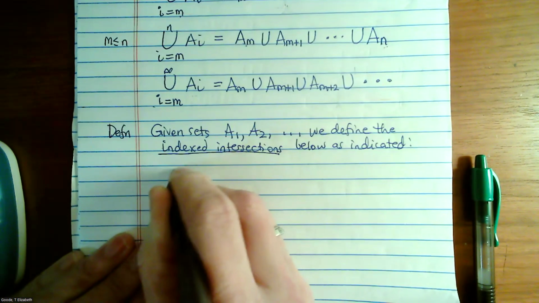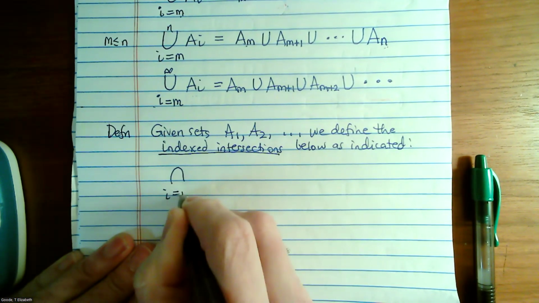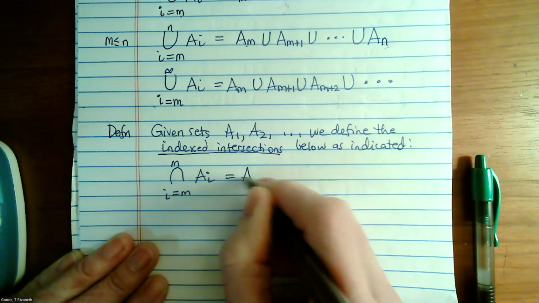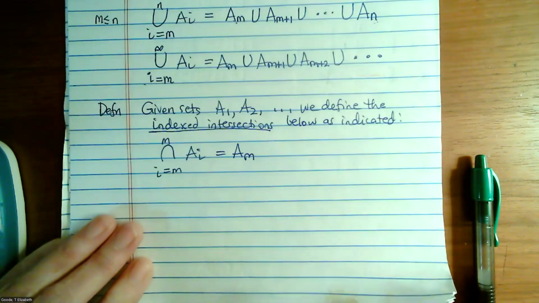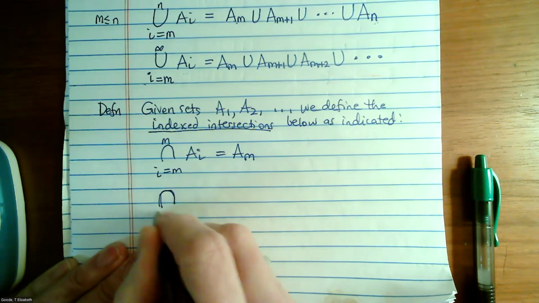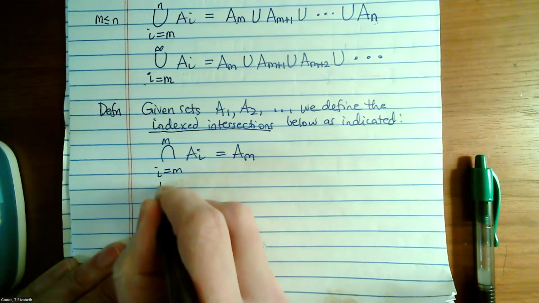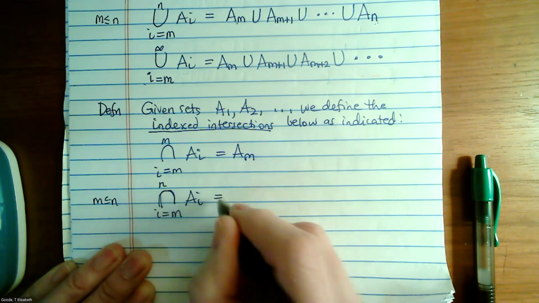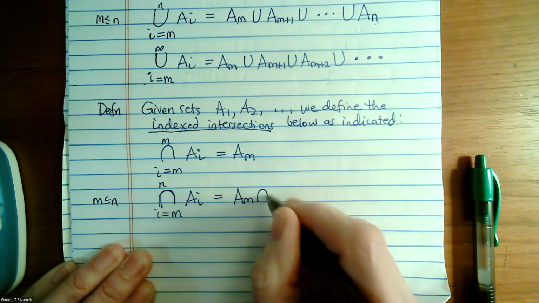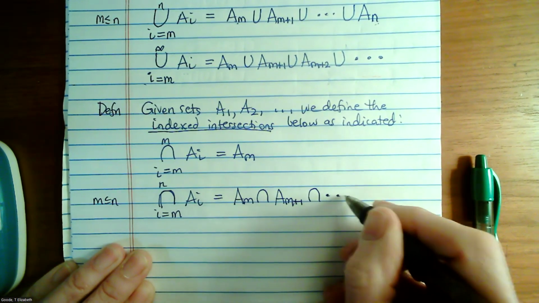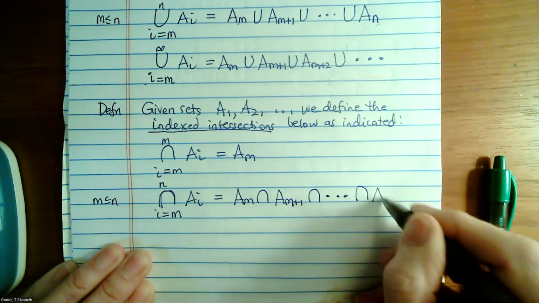If we're just intersecting from I equals M to M of the A sub I, that's that single set, A sub M, just like you think it should be. If it's the indexing of the union from I equals M to N, where M is less than or equal to N, of the A sub I, well, that's A sub M intersected with A sub M plus 1, intersected, keep on going, intersected A sub N.